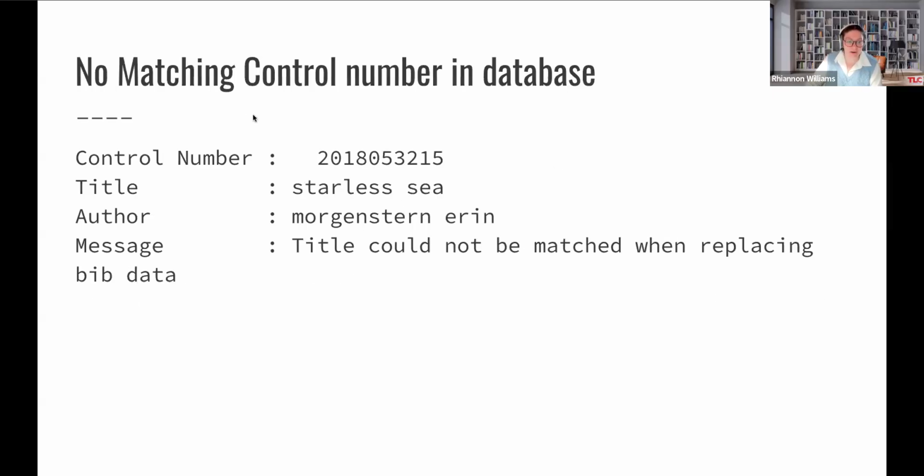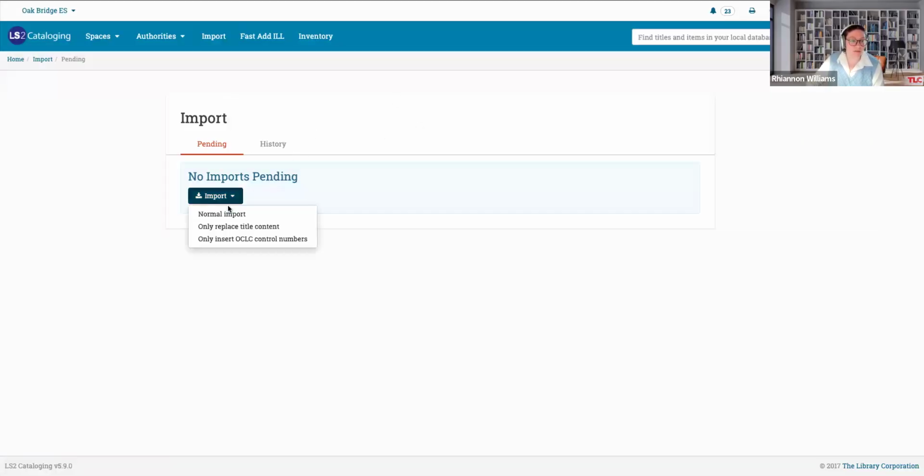So the next error I want to talk about is where a title could not be matched when replacing bib data. This is an error that comes up when you are using normal import and you choose replace existing content as one of the import options. So I'll show what that looks like.